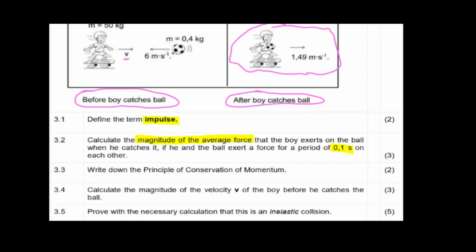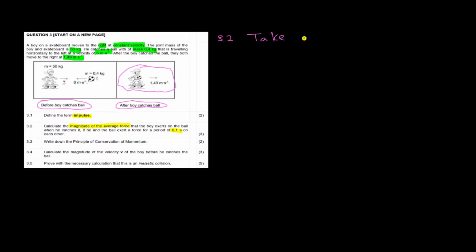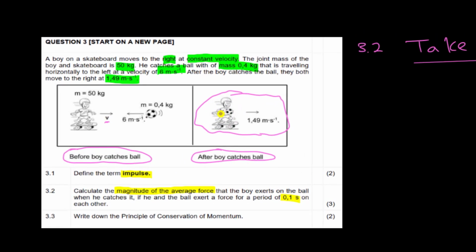So we're still dealing with vectors, so we still need to choose a positive direction. So let's take right as positive. All right, now we want to find the average force that they're going to exert on each other. So when the boy collides with the ball here, the ball is going to exert a force on the boy, and then at the same time the boy also exerts a force on the ball. These two forces are equal in magnitude but opposite in direction.